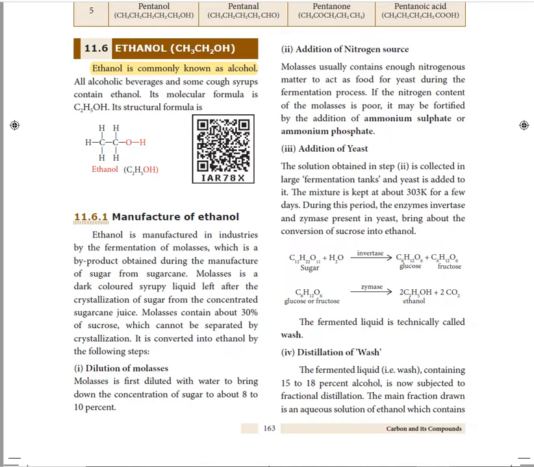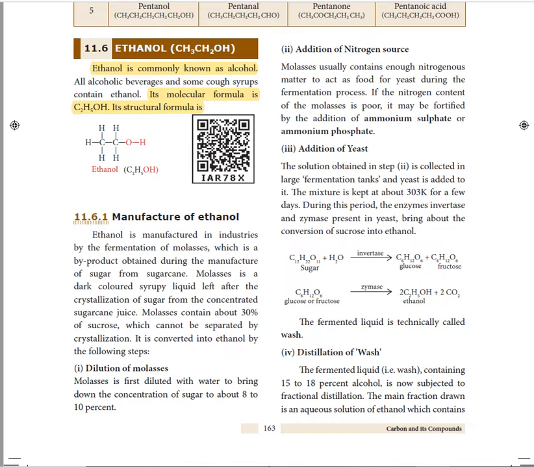The molecular formula is CH3CH2OH. Shortly, we can write it as C2H5OH. The structural formula is given in the text. You can see it very well.